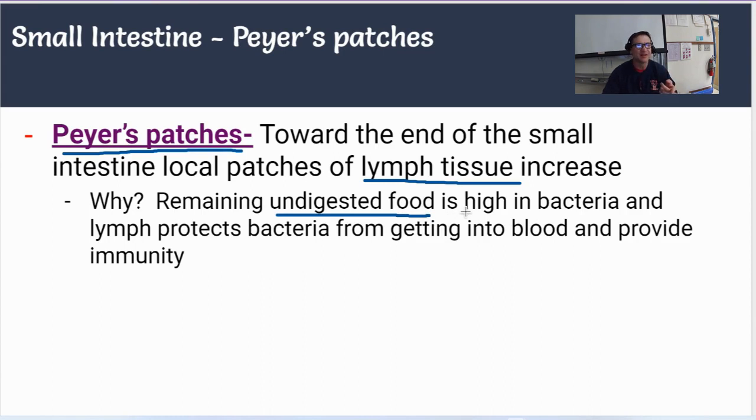So they get into the small intestine, and these Peyer's patches release antibodies, and those antibodies are going to bind with those pathogens, and it's going to help to destroy them. So these Peyer's patches, part of the immune system, are going to protect you from pathogens like bacteria. And also your small intestine has beneficial bacteria, which helps you digest food.